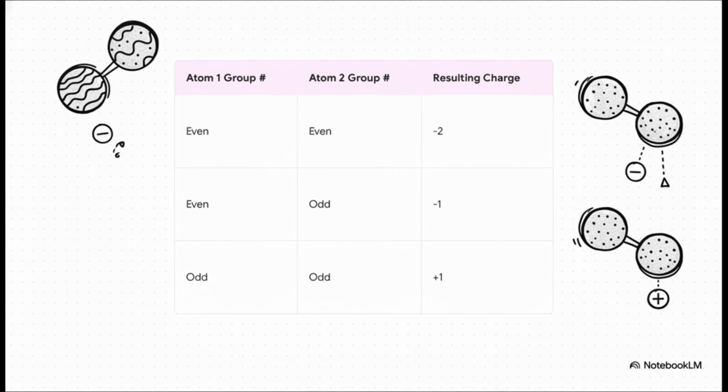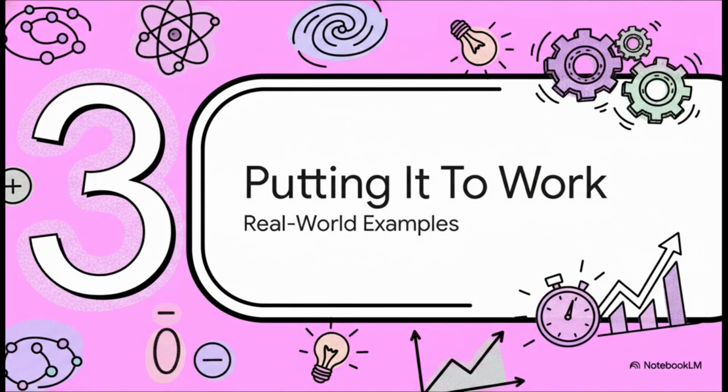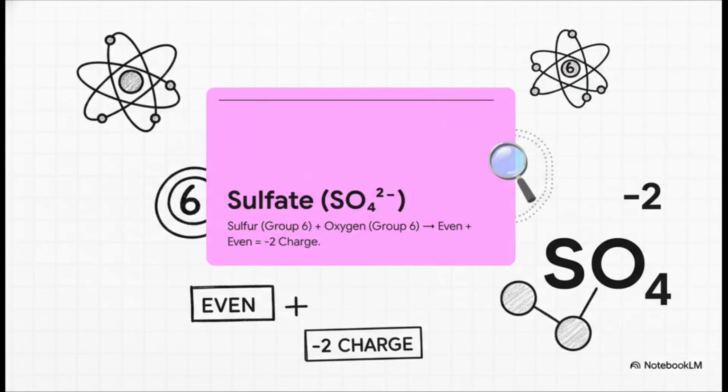That's it, seriously. All right, theory is one thing, but let's see how this actually plays out with some real examples. This is where you're going to see just how powerful and how much of a time saver this little trick really is. So let's start with a classic, sulfate. Okay, find sulfur on the periodic table. It's in group 6. And oxygen, same deal, group 6. So we have an even number plus an even number. And what does our rule say? Even plus even gives us a charge of -2, and look at that, it's exactly right. Sulfate is SO4 2-, no memorizing needed.